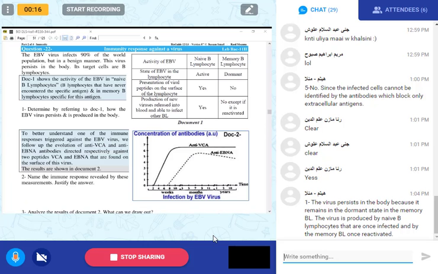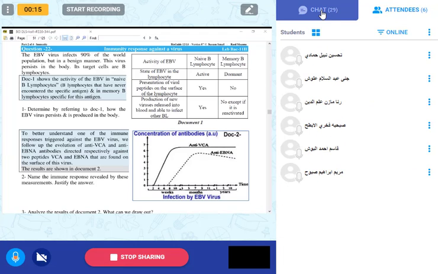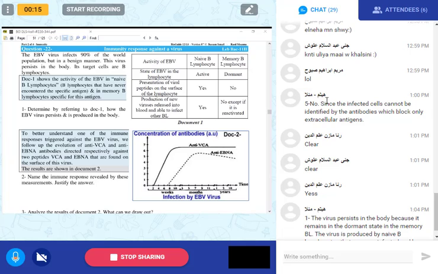Okay. طيب. To better understand one of the immune responses triggered against the EBV virus, we follow up the evolution of anti-VCA and anti-EBNA antibodies directed respectively against two peptides found on the surface of this virus. فإذا هيدا الفيروس عنده two antigens على السيرفس VCA EBNA. نحن we have antibodies against these two antigens. We want to see the amount of these antibodies in the blood.